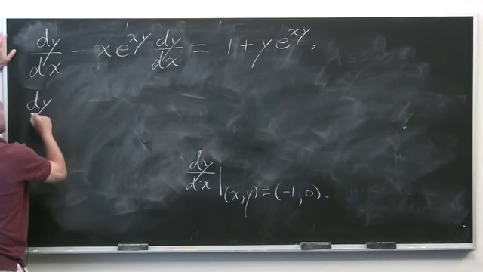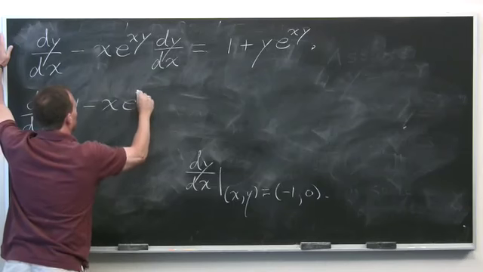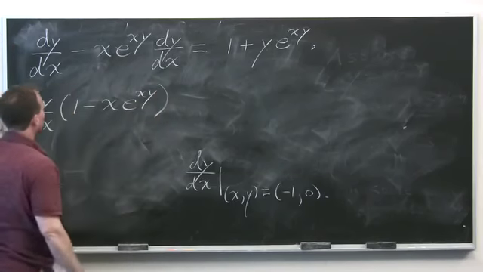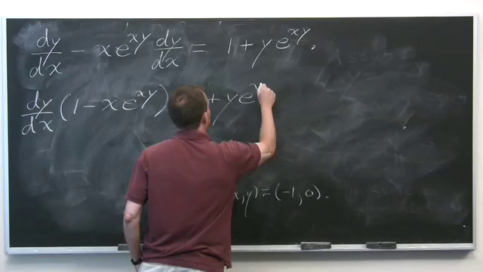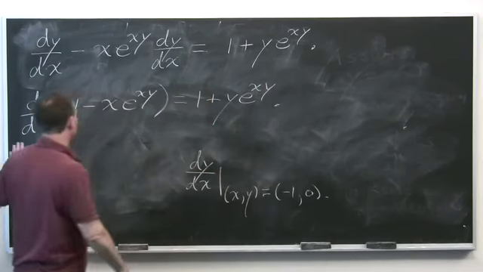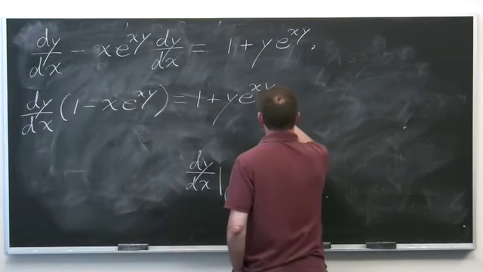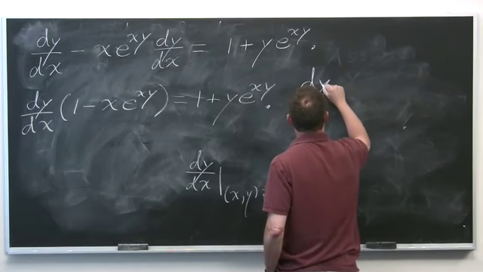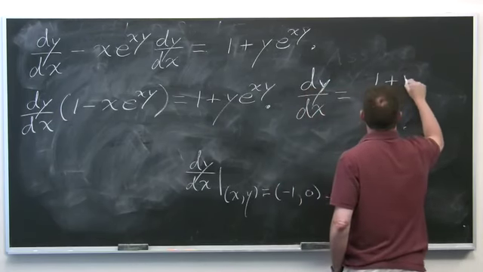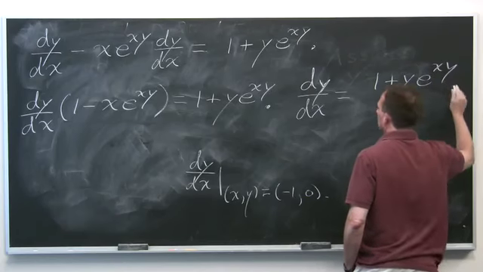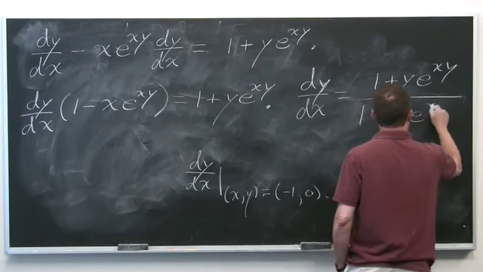So you get dy dx times 1 minus x e to the xy equals 1 plus y e to the xy. And now you divide both sides of the equation by this. And so you get dy dx. You get our general formula for the derivative. Dy dx equals 1 plus y e to the xy over 1 minus x e to the xy.